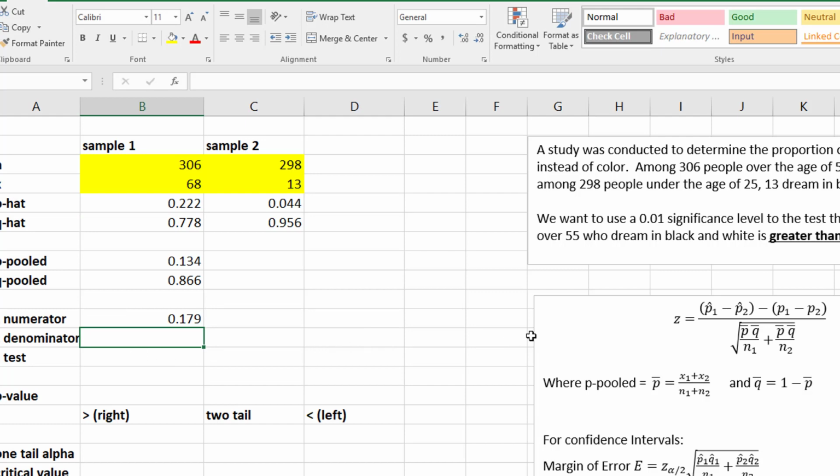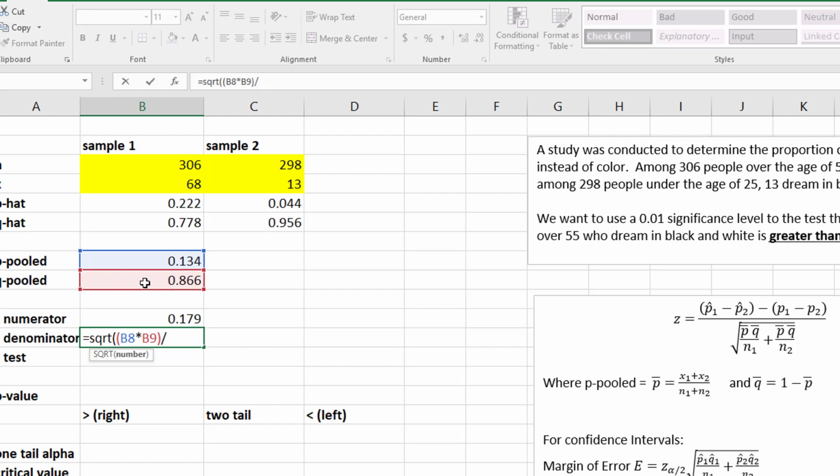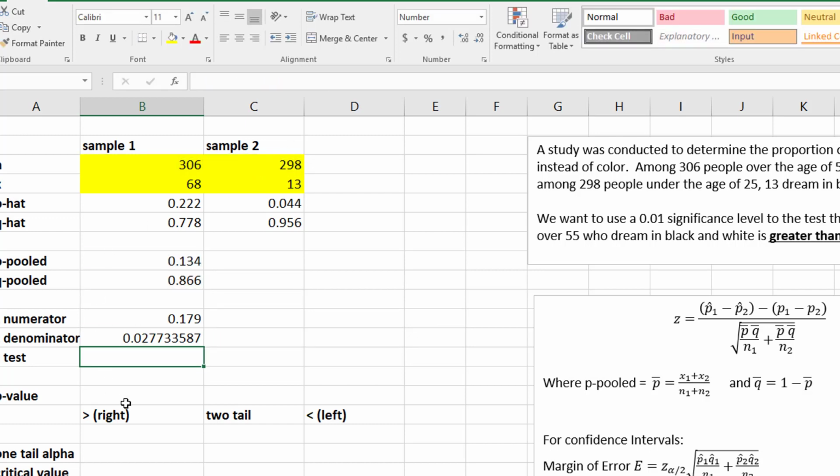Now my denominator is a little more drawn out. So equals, I see a square root. I open the parentheses for everything to be in the square root. Now I open a parenthesis for the numerator. This says P pooled times Q pooled. I close the parentheses, divide by N1, which is the sample size, plus, once again a parenthesis for this numerator, P pooled times Q pooled, close the parentheses for the numerator, divided by this sample size, and close my square root. When I hit enter, hopefully I get a good number. From here, I'm just finding my Z test statistic, which equals the numerator divided by the denominator. This is the actual value that I'm interested in. The rest was just how to get there.